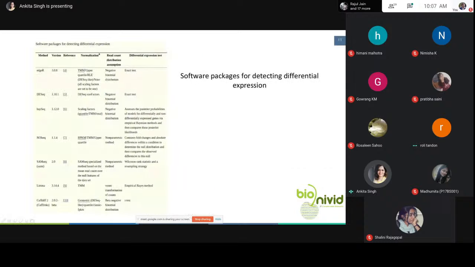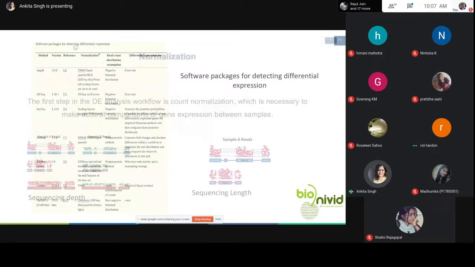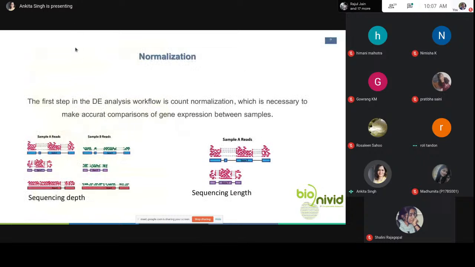To sum up what I have discussed till now: we have RNA-seq data. With the RNA-seq data, we generate count data, and count data is the only thing you go with for any differential gene expression analysis. So while you are performing any differential gene expression analysis, you have to keep two things in mind: normalization and your sample QC.